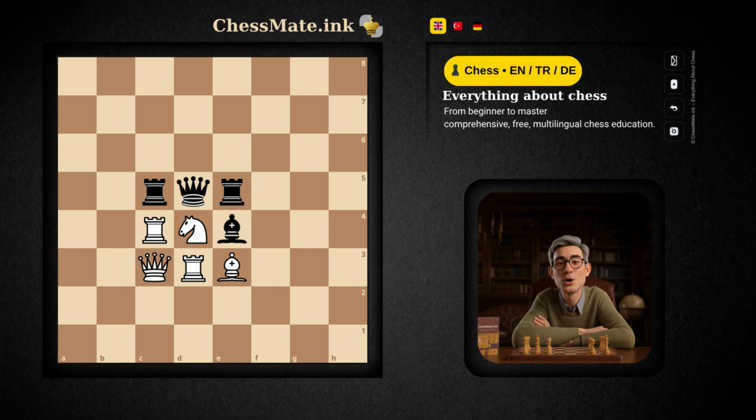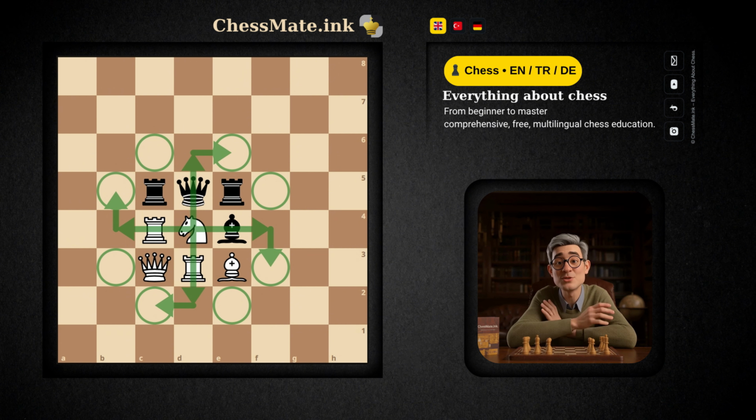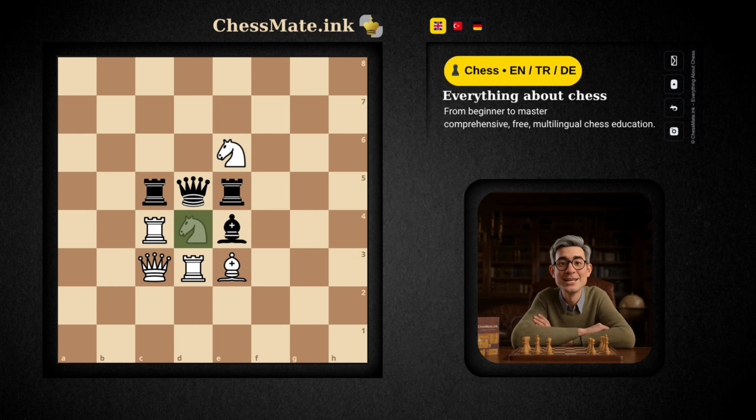And the knight is the only piece that can jump over other pieces. It doesn't matter if your own piece or an opponent's piece is in front of it. As long as the target square is free of your own pieces, the knight can jump over anything. This ability gives the knight a huge advantage in crowded positions.